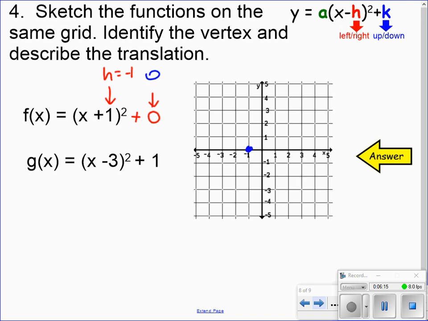And if I recognize that this is a translation from the parent graph, everything would just be shifted over 1. But I could also do this. I could also just take the values that are before it, right? So I know that h is negative. I know that my vertex is negative 1, 0. We established that. So negative 1, 0.